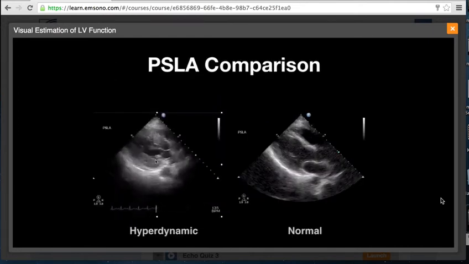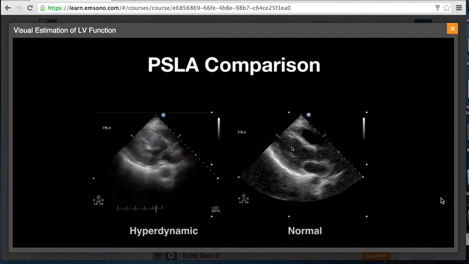Now here's a patient looking at the parasternal long axis who's got hyperdynamic LV function. This was a patient who had a massive GI bleed. So you can see that, looking at the endocardial borders, there's significant variation between systole and diastole. They're almost opposing or kissing here.